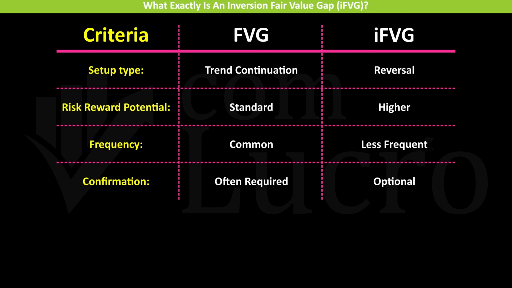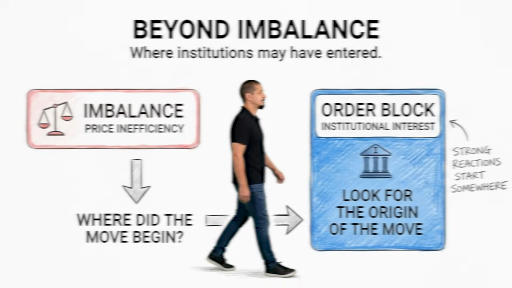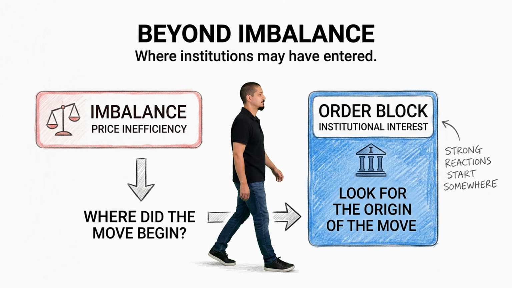That said, fair value gaps appear more frequently on the chart, whereas identifying a clean inversion FVG that meets all your criteria can be more challenging. In addition, once you identify a valid inversion fair value gap, you typically do not require extra confirmation to execute the trade. Fair value gaps help reveal where price delivery becomes inefficient and where the market may later rebalance.